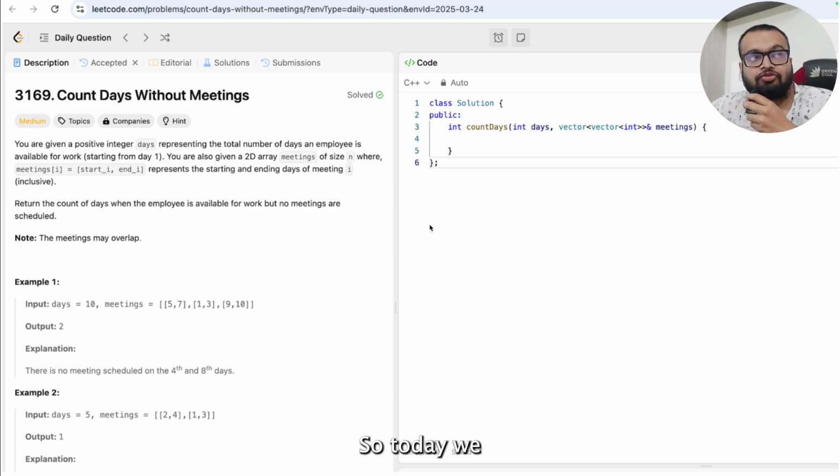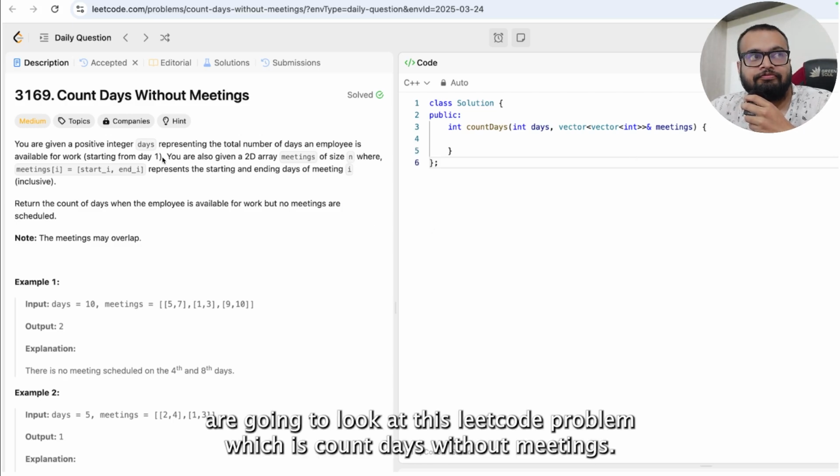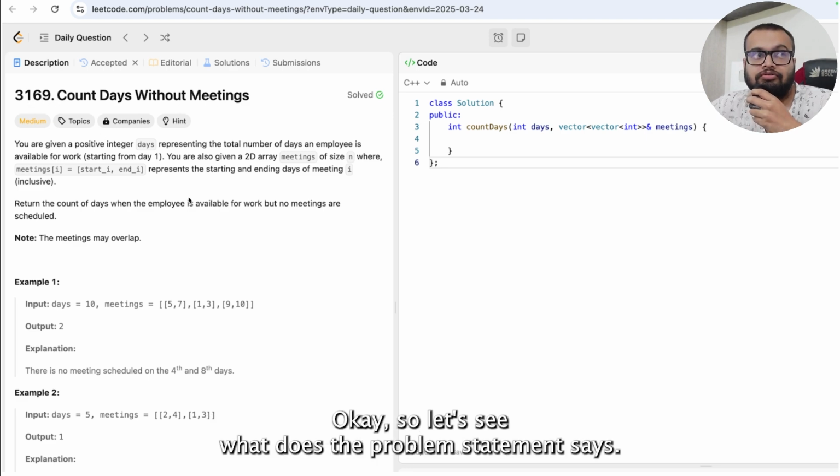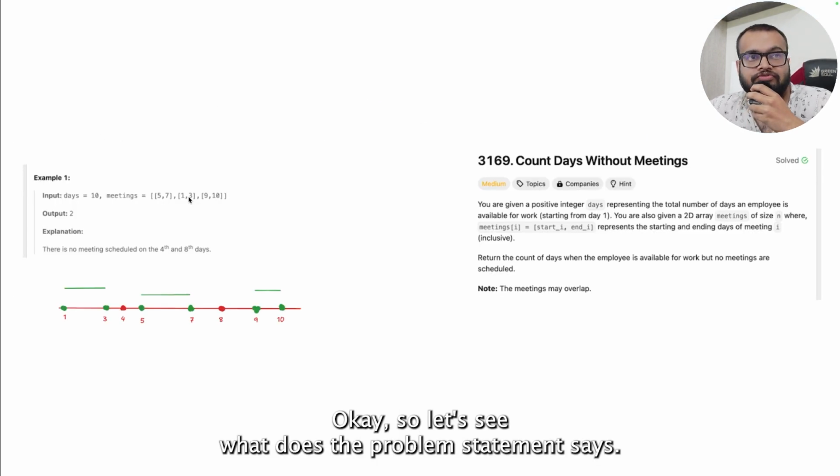Hello everyone. So today we are going to look at this LeetCode problem which says Count Days Without Meetings. The number is 3169. Okay, so let's see what the problem statement says.